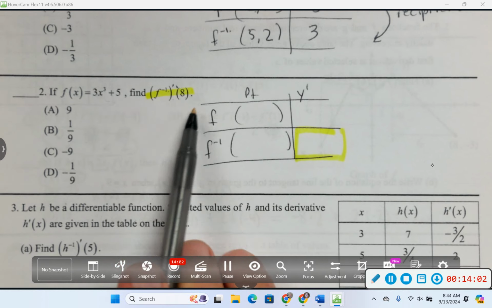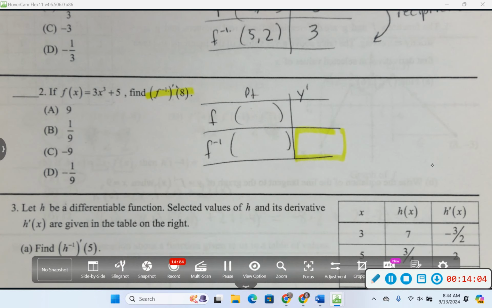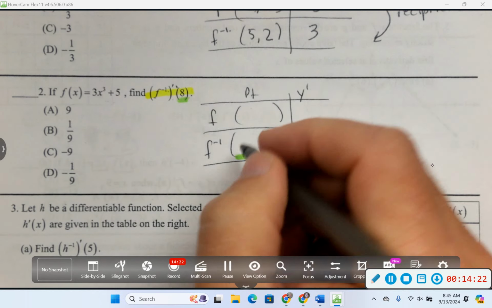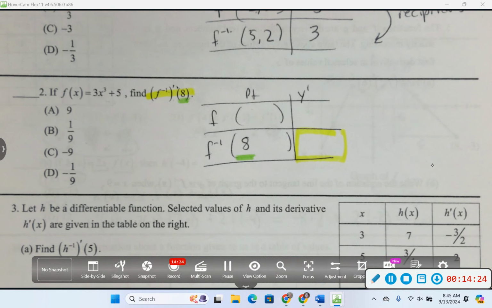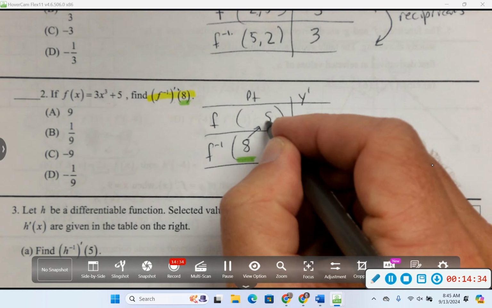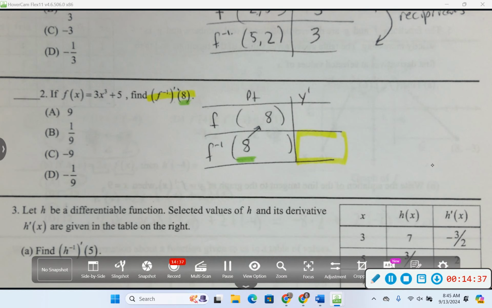Okay, 8. What is that 8? Where does that 8 go in my box? It's the x value of f or of the inverse? Of the inverse. So that 8 is going to go right there. Well, if that 8 goes there, where else does the 8 go? On the y value for the f.